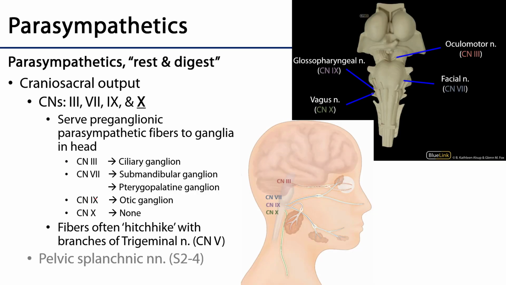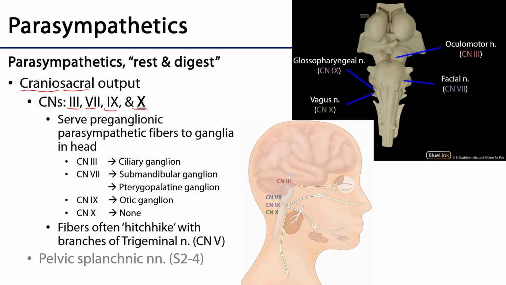Now, very quickly, the parasympathetics are known as the craniosacral outflow, so cranial from cranial nerves and sacral from the sacral spine. But in this course, we're going to focus more on the cranial end of the craniosacral outflow. And we'll discuss cranial nerves 3, so that's oculomotor, 7, facial, glossopharyngeal, which is 9, and vagus, which is 10. And we can see them here on this brainstem model.